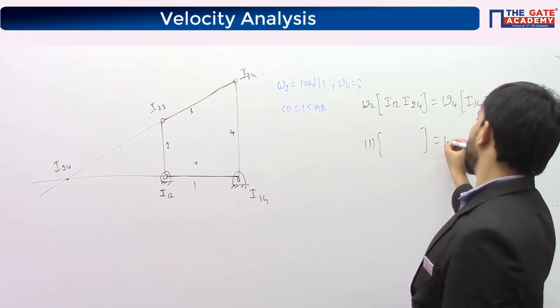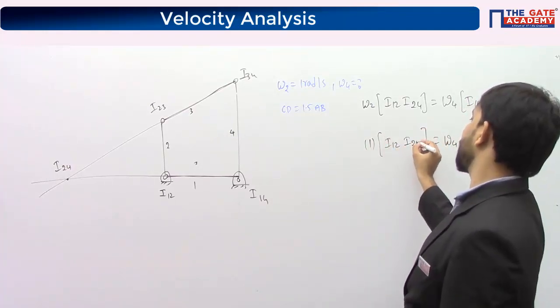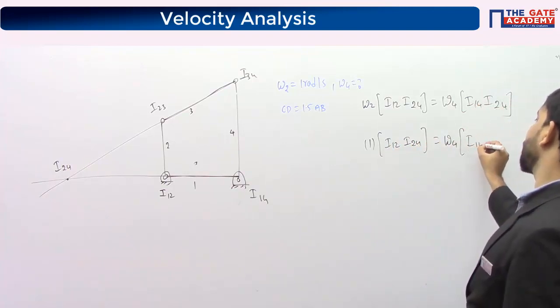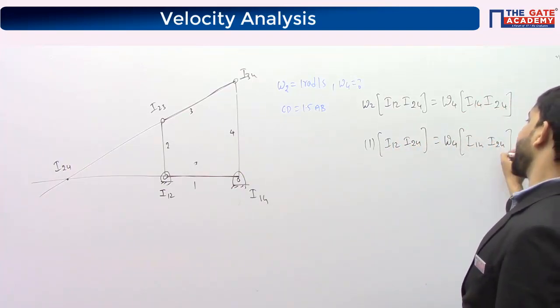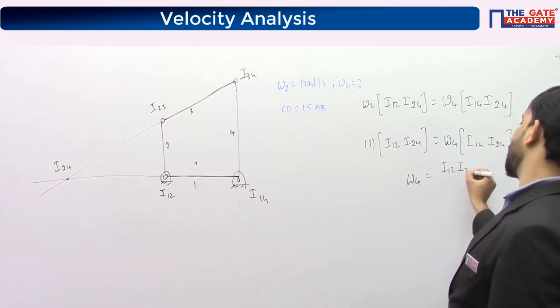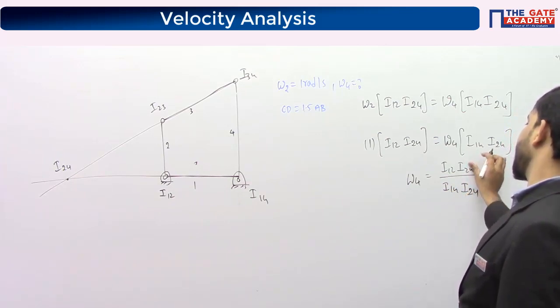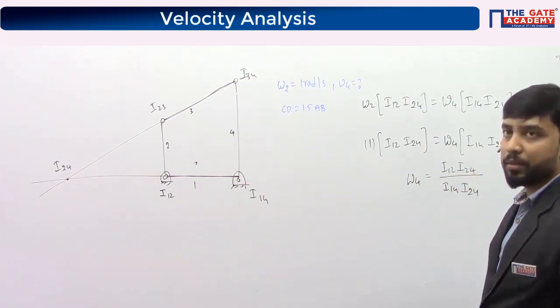So I want to find out omega 4. To find omega 4, you need to find the distance between these 2 I centers, I14 and I24. Or I am writing like this, omega 4 is I12-I24 divided by I14-I24. Try to find out this distance.